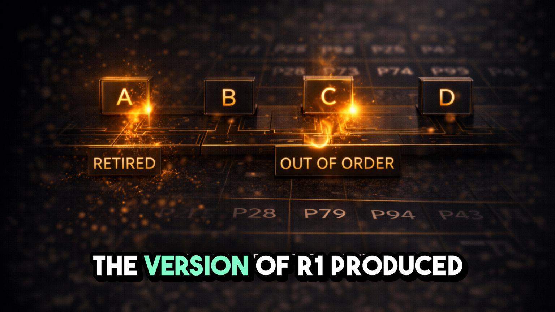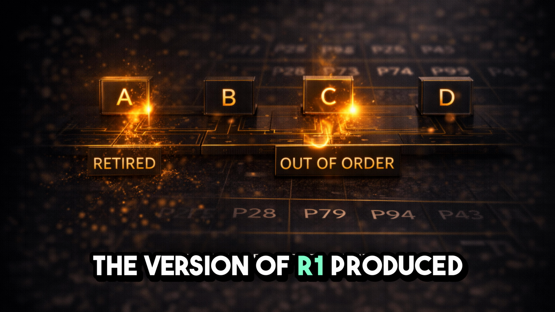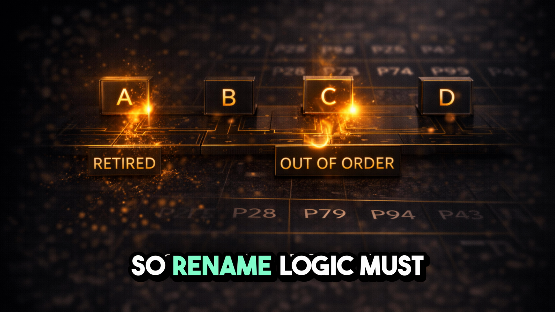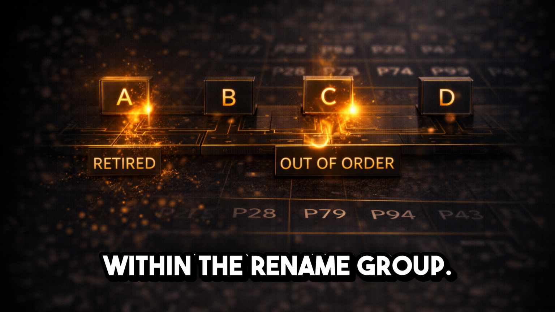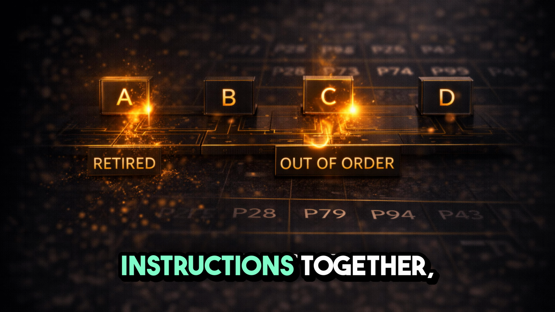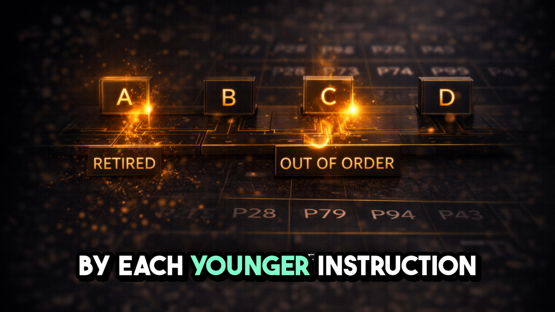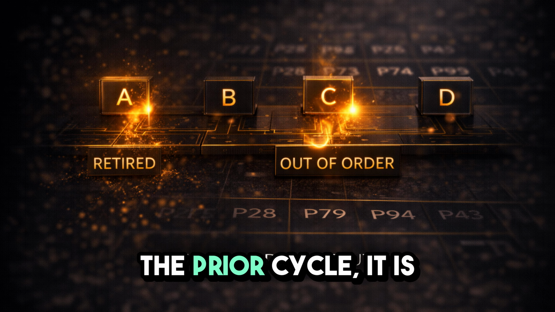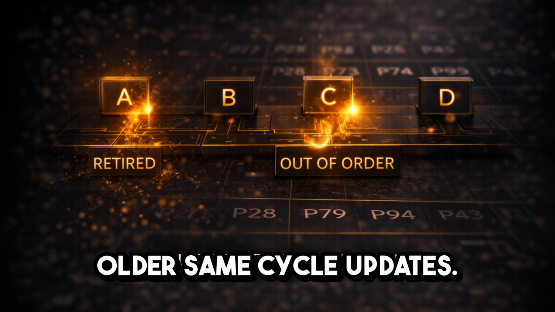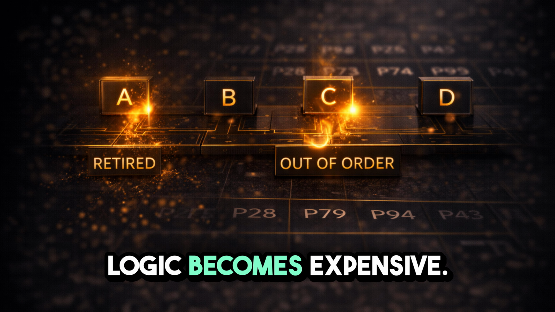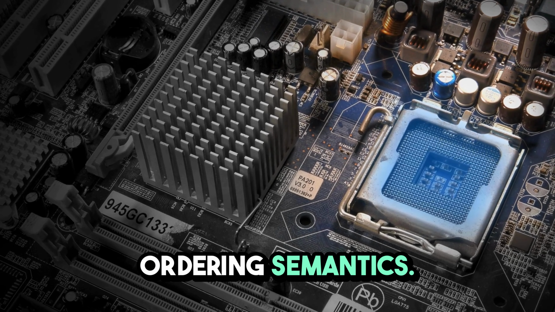Instruction 1 must read the version of R1 produced by instruction 0. Instruction 3 must read the version of R1 produced by instruction 2. So rename logic must effectively serialize the logical map updates within the rename group, even if the hardware processes several instructions together. That requires careful design. The current mapping seen by each younger instruction is not just the map from the prior cycle. It is the map after applying all older same-cycle updates. This is one reason rename logic becomes expensive in very wide designs. You need both speed and precise ordering semantics.